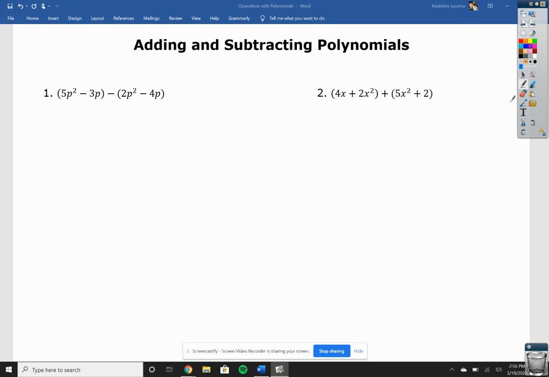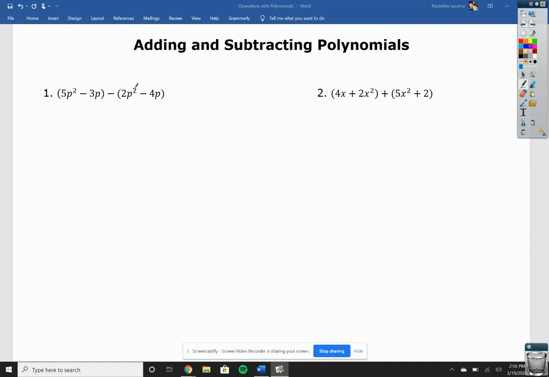Everybody, it's Ms. Lacknew, and this is going to be our first lesson that we're covering. So we're going to be doing adding, subtracting, and multiplying polynomials today. And if you remember, we've definitely done this in the past, so it's pretty much just going to be a review this week. So we're going to get started with adding and subtracting.